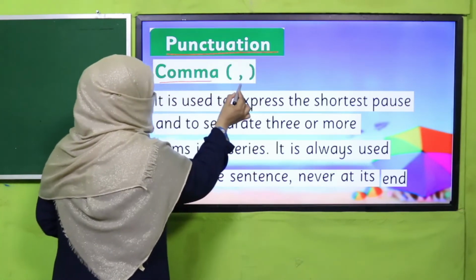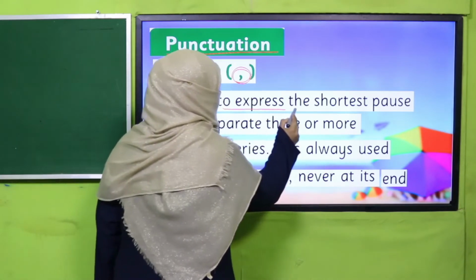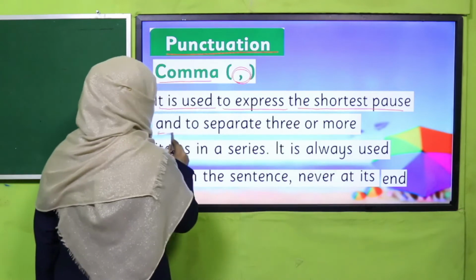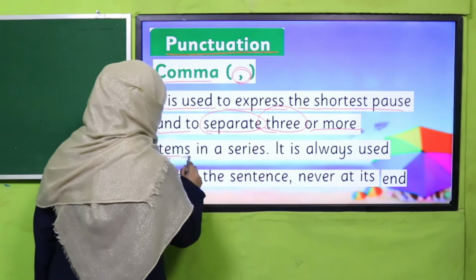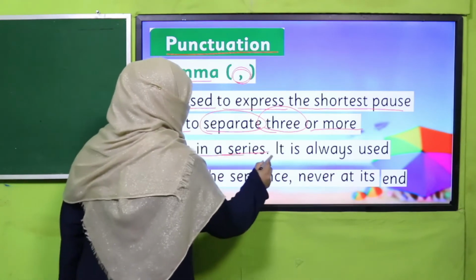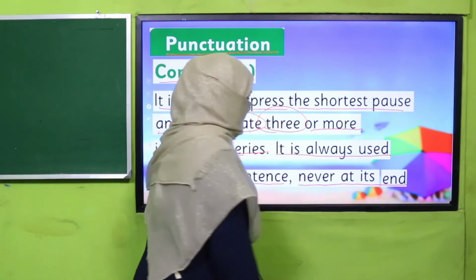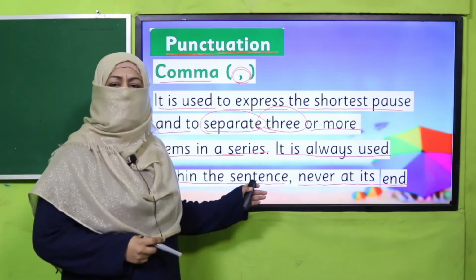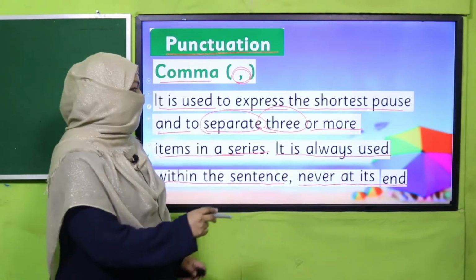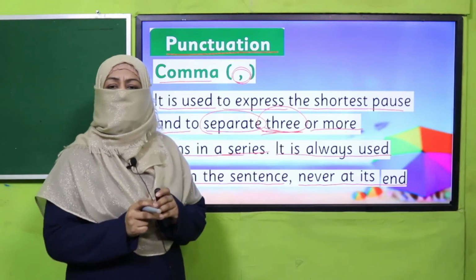Punctuation, comma, and now you know this mark is comma. It is used to express the shortest pause and to separate three or more items in a series. It is always used within the sentence, never at its end. Yes, we know at the end we use a full stop. And before that, when there is a list of three or more things and we are writing them in a sentence, we separate them by putting commas.